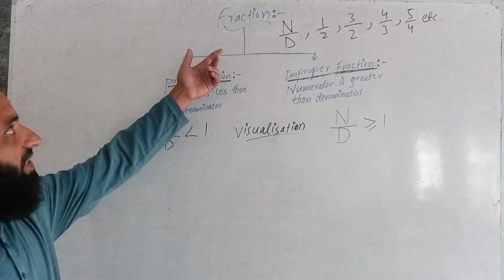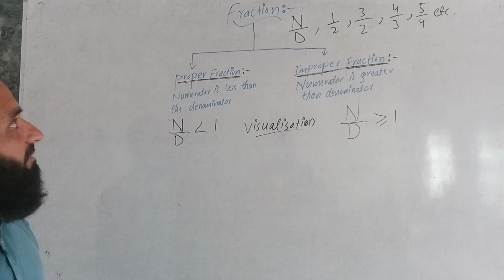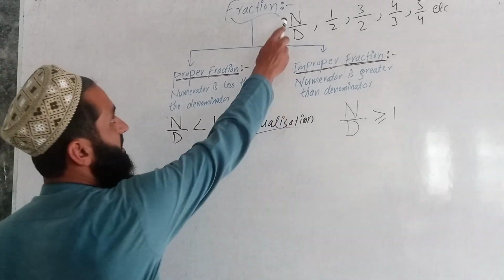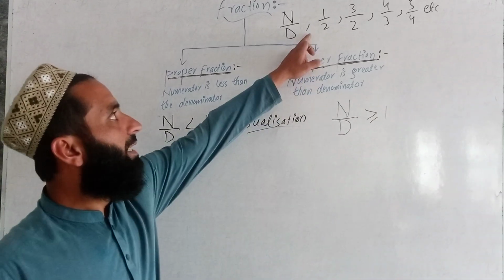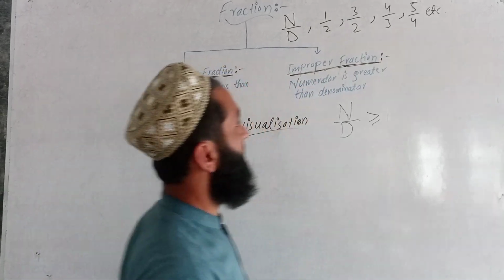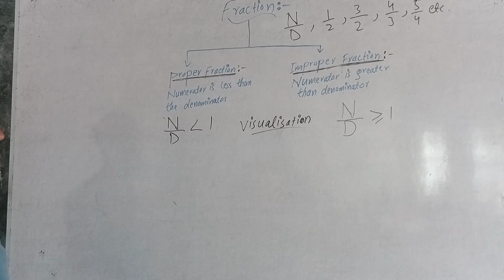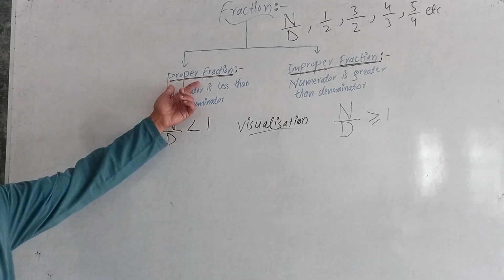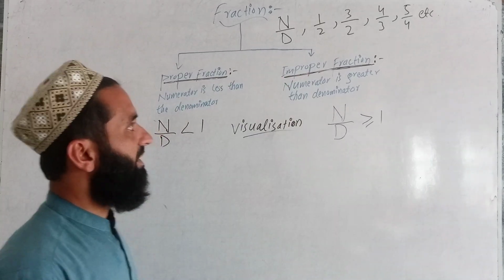So first we define what is fraction. A fraction is a number which has a numerator and a denominator. For example, 1 by 2, 3 by 2, 4 by 3, 5 by 4. These are fractions. Now we want to discuss its two types, proper fraction and improper fraction.